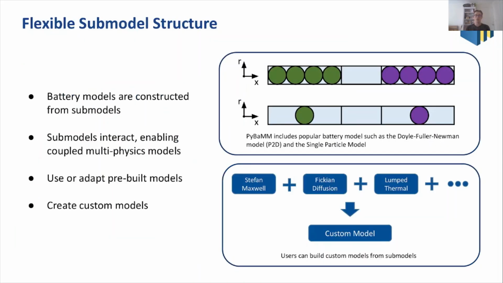So the way in which models are built in PyBaMM is as a collection of submodels. We've got standard models that you see in the literature, like the Doyle-Fuller-Newman model or the single particle model, and these are built up from smaller pieces, smaller models that describe things like what's going on in the electrolyte, what's going on within the particles. All of these submodels that make up the battery models within PyBaMM interact, and this enables coupled multi-physics models. One way you can use PyBaMM is to take an existing model like DFN and change one of the submodels, so tweak what's going on in a particular piece of the physics, or you can create a custom model by bringing together a collection of your own submodels.